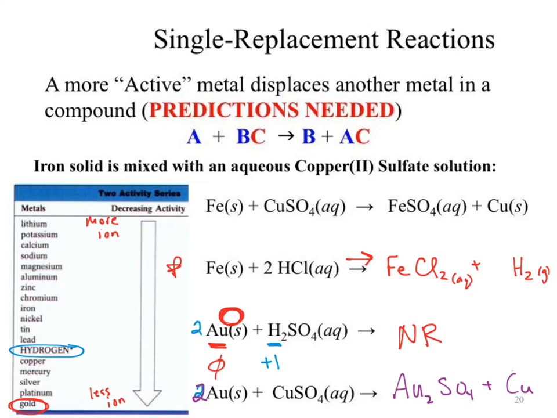Okay. What about the last one? We're comparing gold to copper. What do we expect for the last one? Again, no reaction. So that was a fun little question, right? Really all you had to do is write NR twice and give me FeCl2 plus H2. Wasn't that hard, except you had to know all the chemistry.